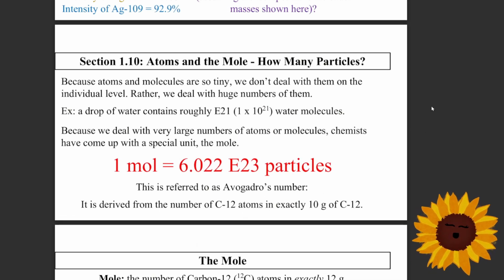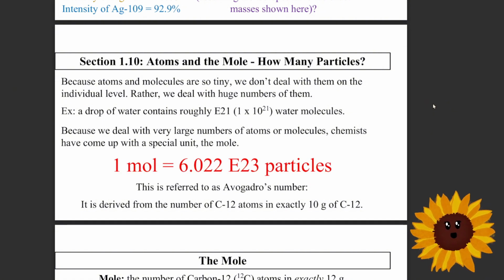So next is atoms in the mole. How many particles? Because atoms and molecules are so tiny, we don't deal with them on the individual level, rather we deal with huge numbers of them.